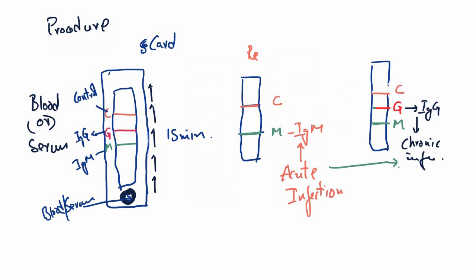So we have three scenarios here. The first scenario is the presence of acute infection, where only IgM is present. In the second scenario, both IgG and IgM are present, or IgG alone is present. This indicates a chronic infection.